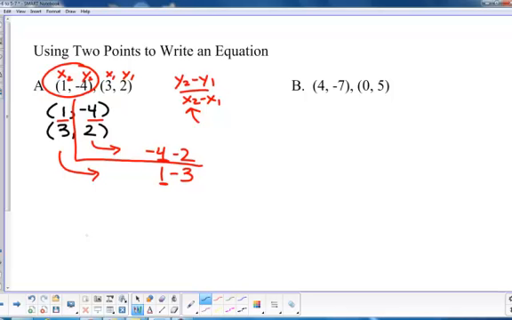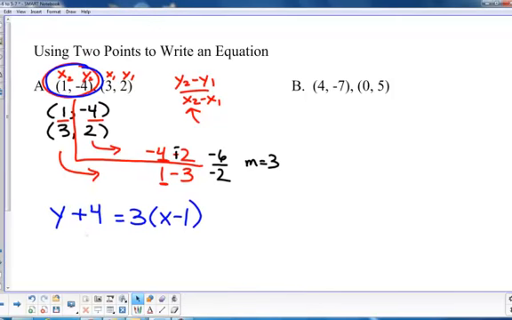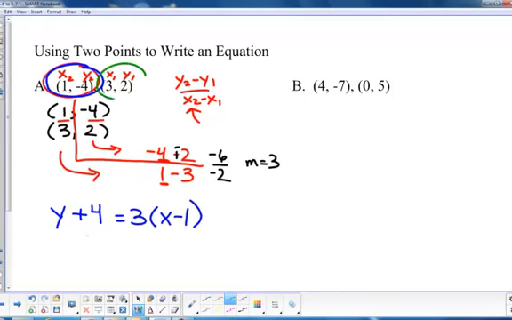All right, so this simplifies to give me a slope of negative 6 over negative 2. So my slope is 3. So my point slope form, I can use either point. So I'm going to write the first one with the first set of points. y minus negative 4, that's plus 4, equals m times x minus 1. I'm going to write my second point slope form with this point.